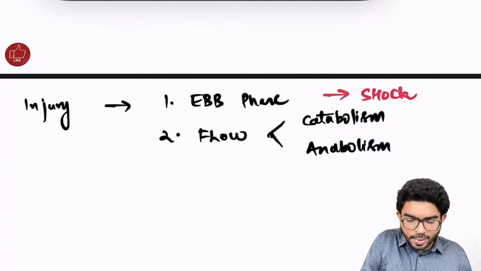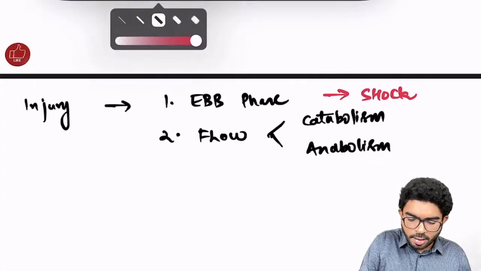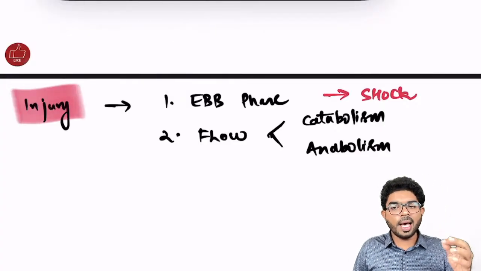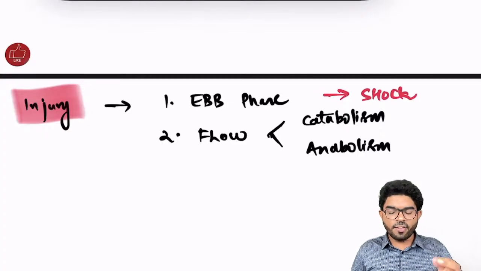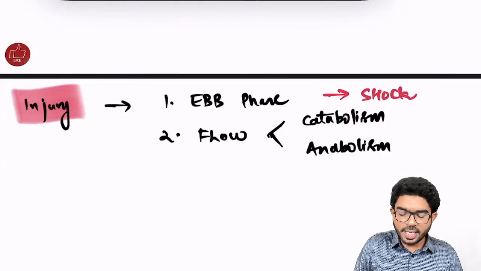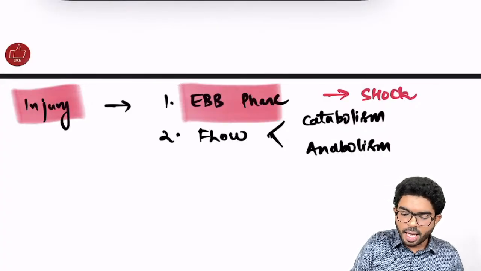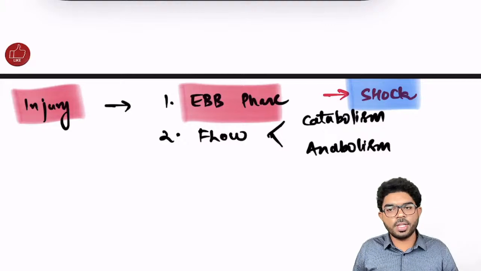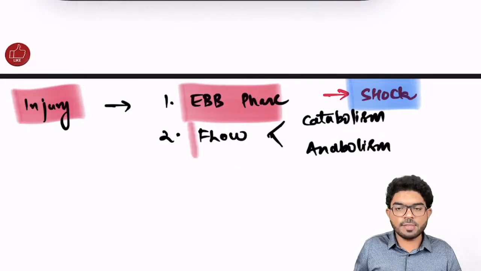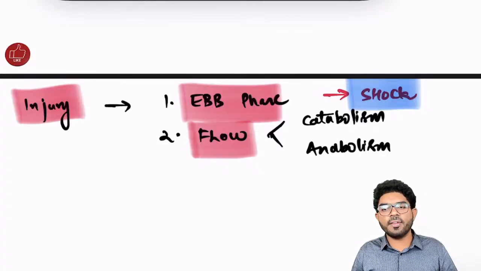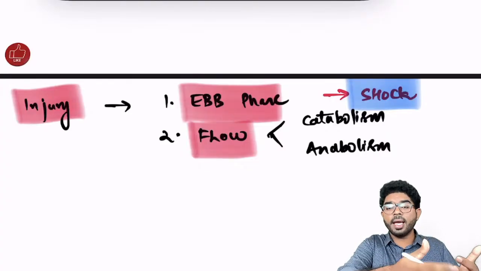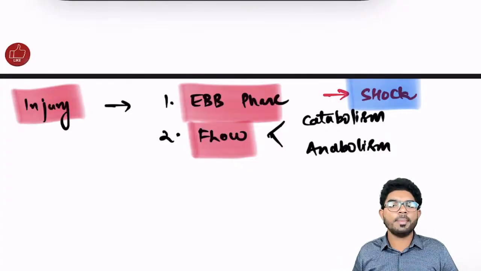So immediately during the injury, or during the surgery, we are going to have different phases. First we are going to have the EBB phase. Most of the reactions in the EBB phase are reactions associated with shock. Followed by the EBB phase, I'm going to have the next phase called the flow phase. The flow phase is divided into first catabolism, that is during the injury. When the recovery happens, the last phase is going to be anabolism.